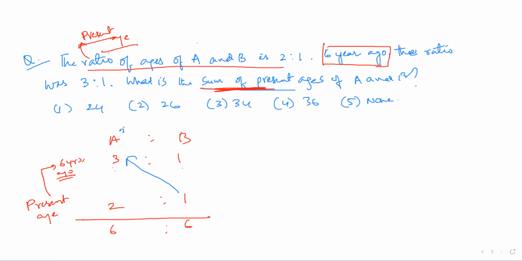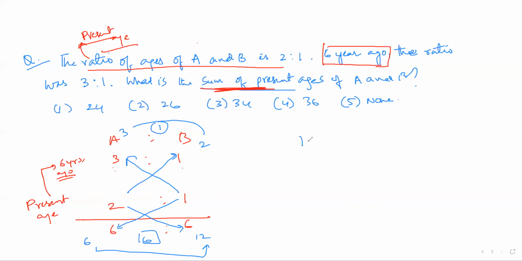Now cross multiply by 3, and cross multiply by 2. The difference here is 1. Here also cross multiply by 6, here also cross multiply by 12. Now the difference is 6. So this 1 is now equivalent to 6.